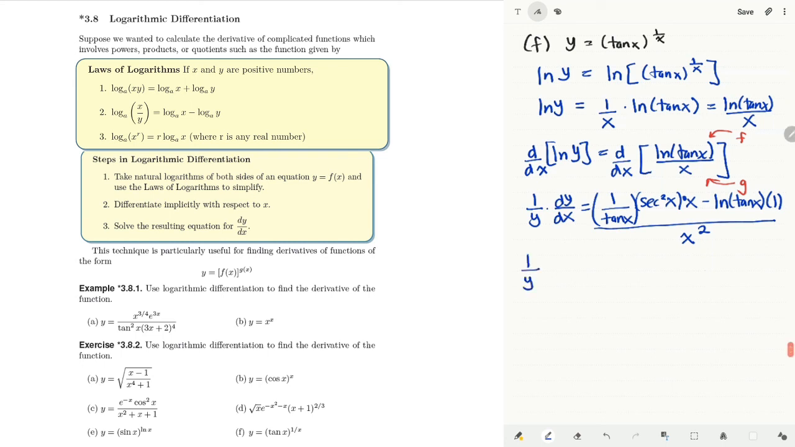So we have 1 over y times dy over dx is equal to x times secant squared x all over tan minus the ln of tan, and this is all over x squared.